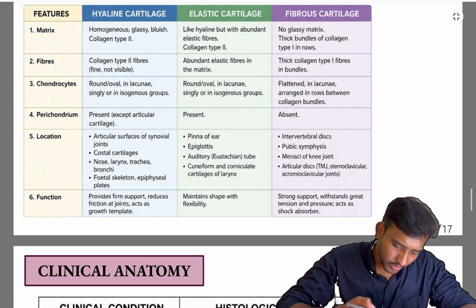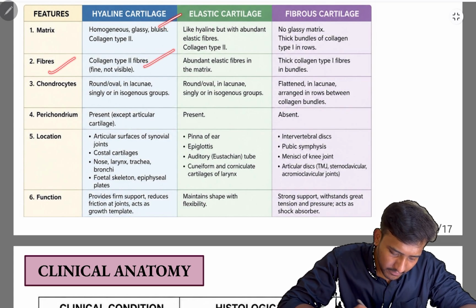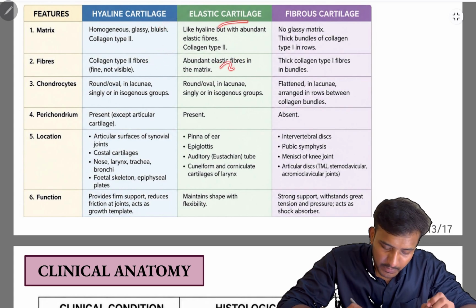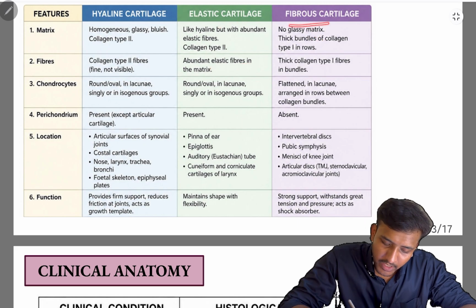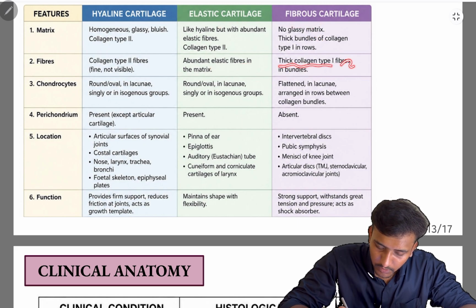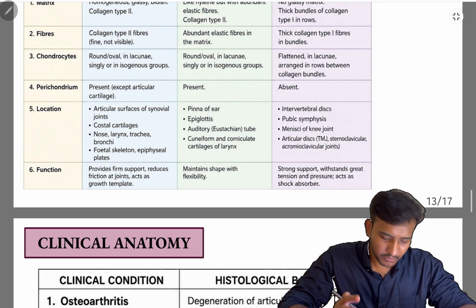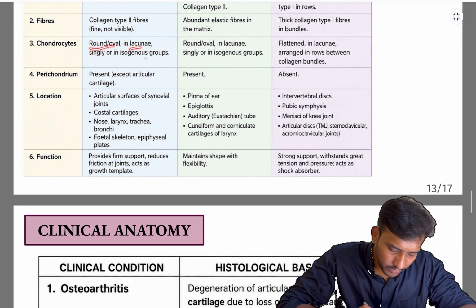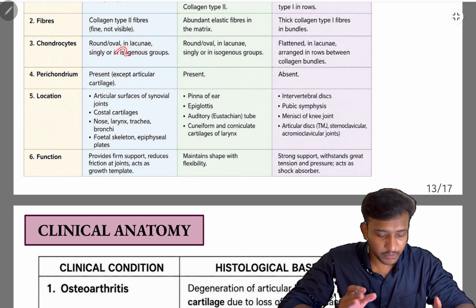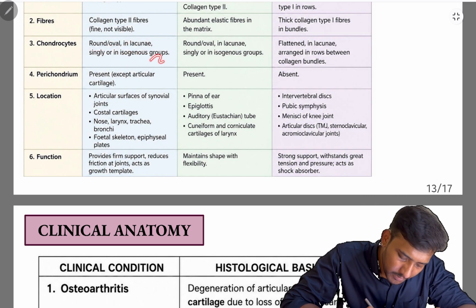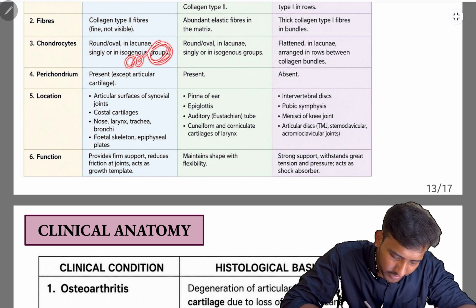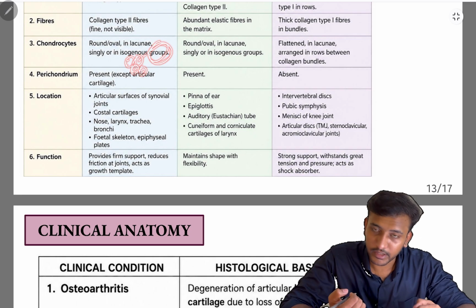Now, what type of fibers in hyaline cartilage? It will have type 2 collagen. In the elastic cartilage, the majority will be elastic fibers. In the white fibrous cartilage, you will have thick collagen fibers, that is your type 1 collagen fibers. These are all the MCQs, guys. Please remember this. The chondrocytes will be round or oval, and they are present in your lacunae. Most importantly, in hyaline cartilage, they will be present in groups. I told you, right? They will be present in groups, forming the territories.